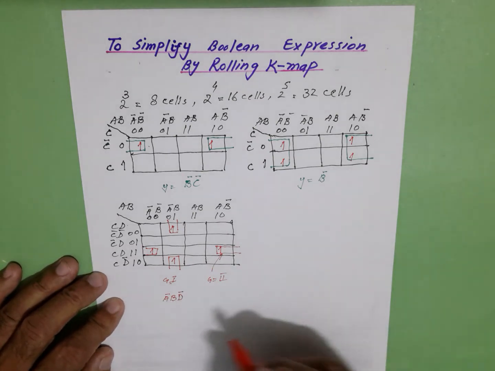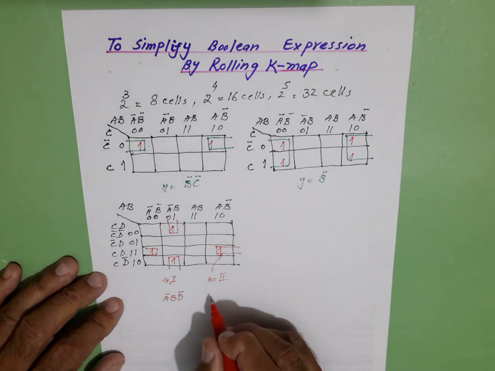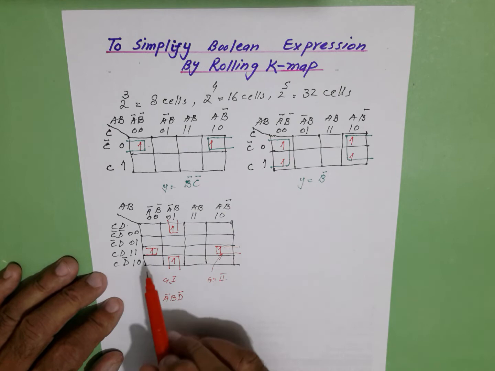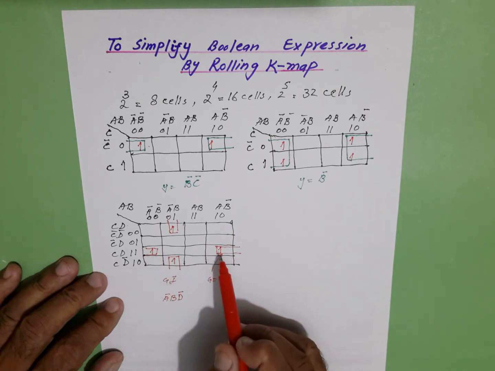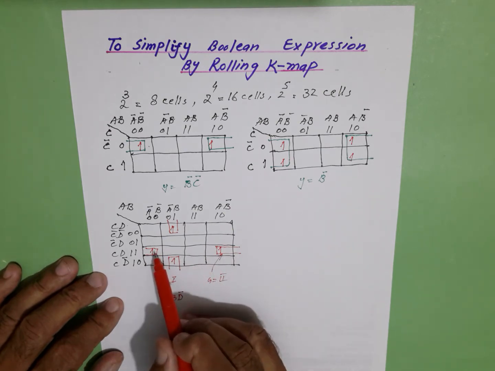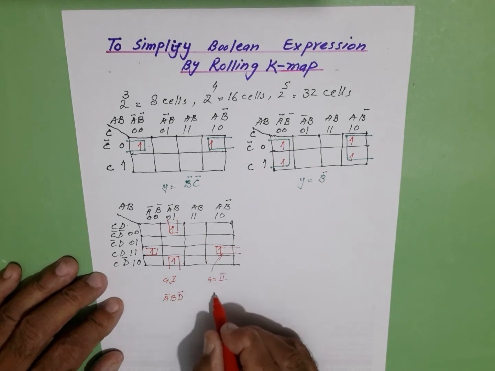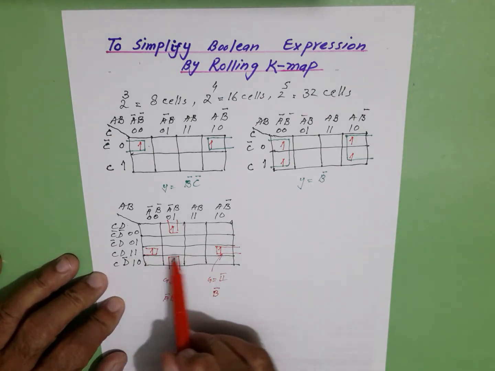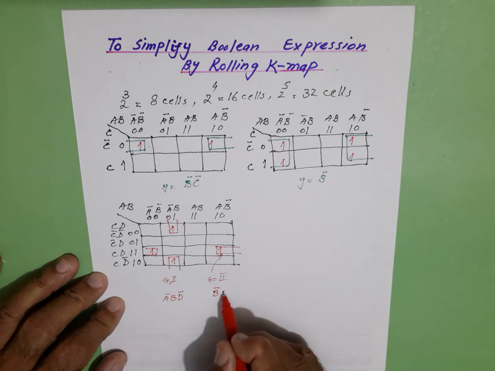For the second group, let us write the equation. We are rolling left to right horizontally. This is making a group with this. Now from this column to this column again, B is constant, and from here CD is constant. We will write here CD.